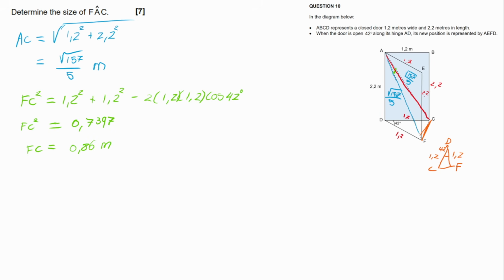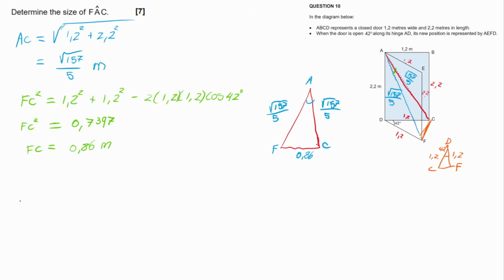Now I have everything I need to solve for angle FAC. I'm going to draw the triangle we're going to be working with. We know what these diagonal lengths are. This diagonal was the diagonal of the door that we used Pythag to find, and it's the same diagonal even when it's open. The length doesn't change. And we just worked out FC to be 0,86. Now we can find this angle FAC that we're trying to find.